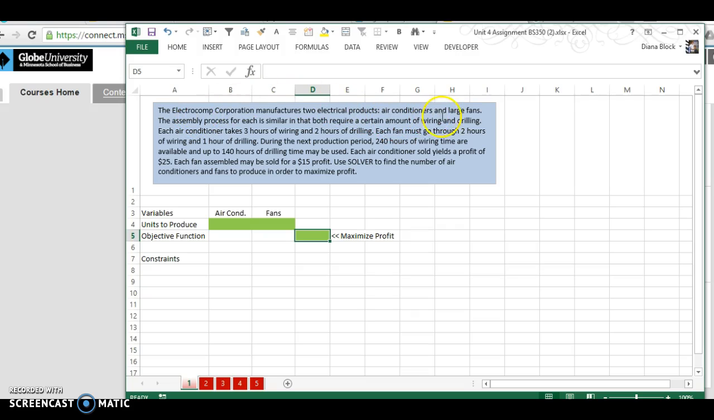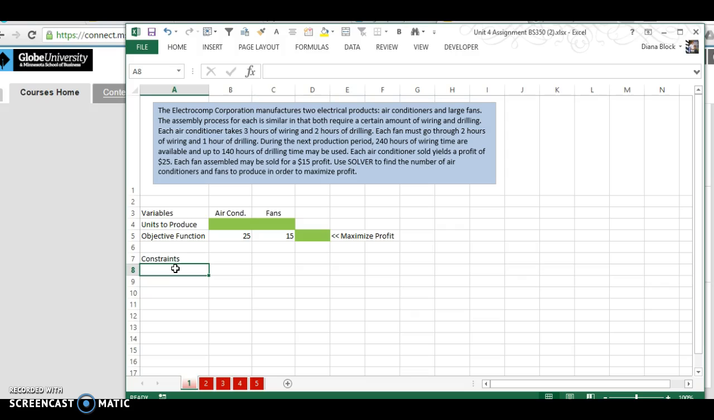It tells us that this company makes 2 products, and what they want to do is maximize their profit. They want to create the right combination of air conditioners and fans so that they're maximizing profit. Each of these products has a different profit value associated with it. The paragraph tells us that air conditioners have $25 profit each. Fans have $15 profit each. So you might think, well, that's pretty easy. Just create more air conditioners because they have more profit. We don't know that that's necessarily the case because there are some constraints involved as well.